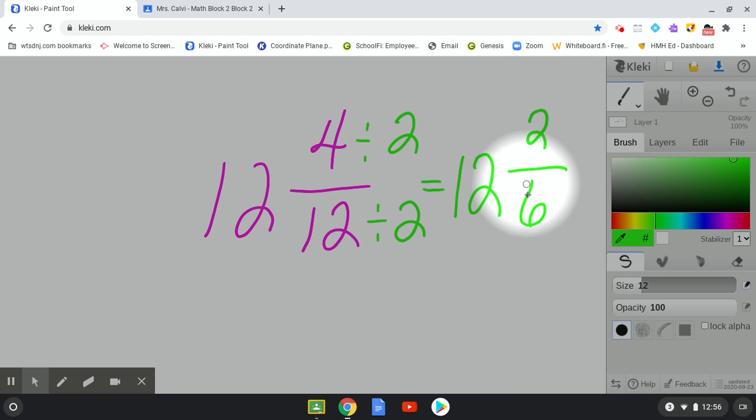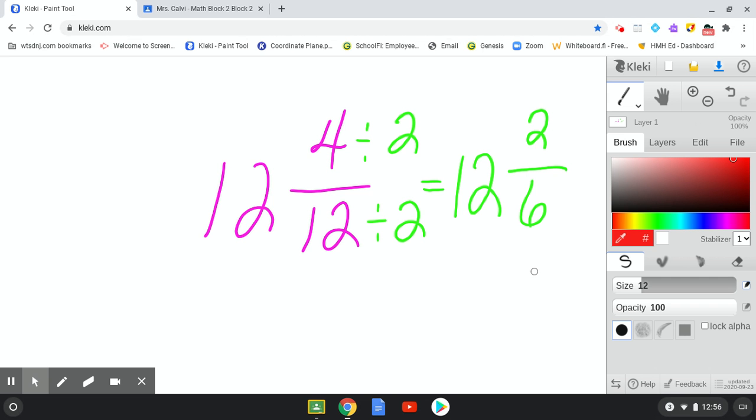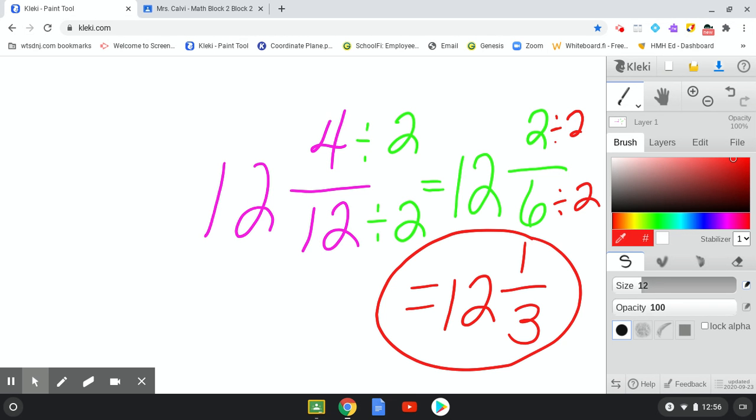Well, it just so happens 2 and 6 are still even, so I can still simplify these further. So in this case, I'm going to cut them in half again by dividing by 2. And I would carry down my whole number, 12. 2 divided by 2 is 1. 6 divided by 2 is 3. So my final answer is 12 and 1/3.